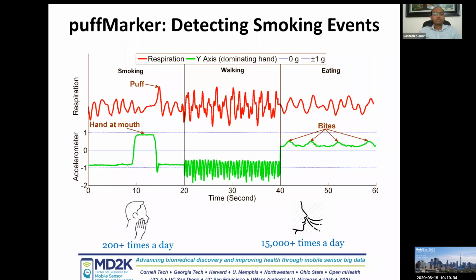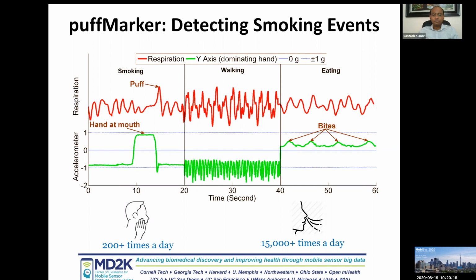The third example I would use is an objective event: smoking. We noticed that we could use respiration and hand-to-mouth gestures to detect smoking. Respiration, because people usually take deep inhalations and exhalations when they take a smoking puff. And hand-to-mouth gestures, because smoking involves taking their hand to the mouth. If we look at some clean data, we can see that the puffs are a little different in both respiration as well as in the hand-to-mouth gesture.